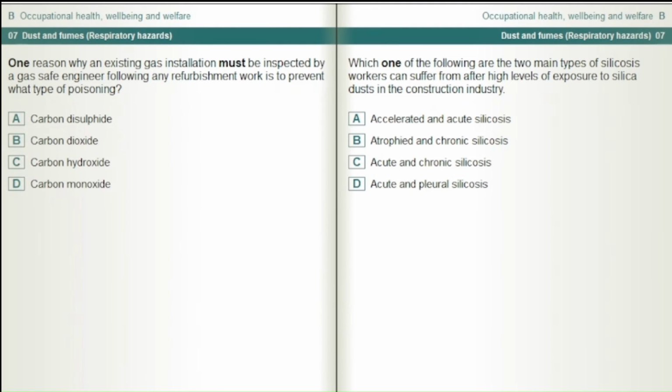Which one of the following are the 2 main types of silicosis workers can suffer from after high levels of exposure to silica dusts in the construction industry? Accelerated and acute silicosis, atrophied and chronic silicosis, acute and chronic silicosis, acute and pleural silicosis.